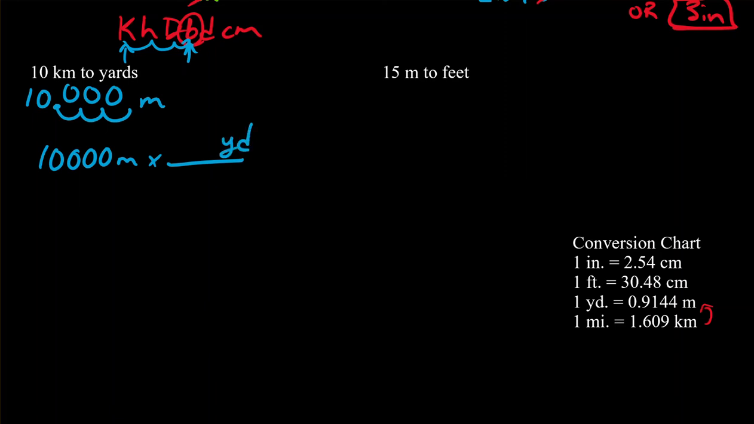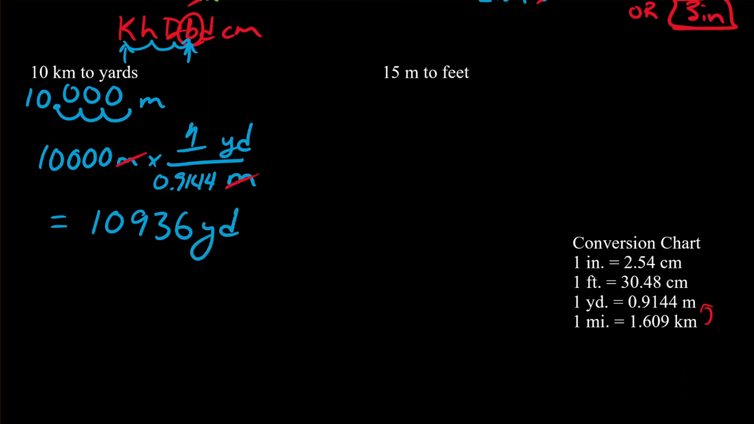We want to turn it into yards, get rid of meters. And every 1 yard is 0.9144 meters. So when I try this, 10,000 divided by 0.9144, I end up getting 10,936 yards, because meters and meters cancel out.